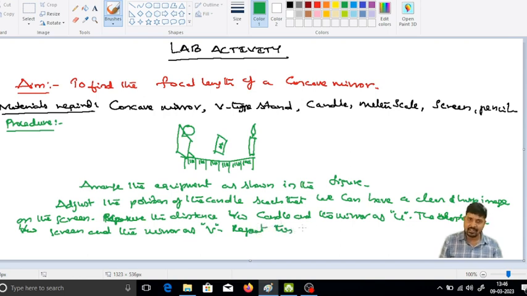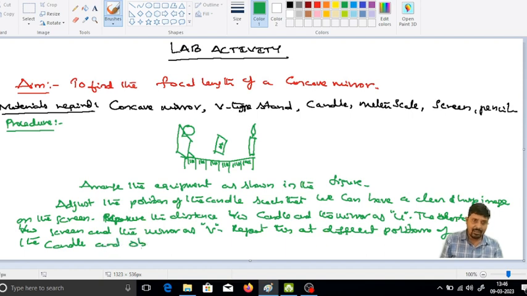repeat this at different positions of the candle and observations are tabulated. Repeat the experiment at different positions and the observations are tabulated. See, this is our procedure.